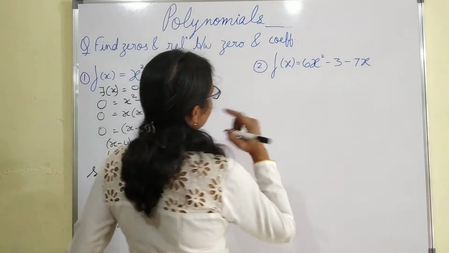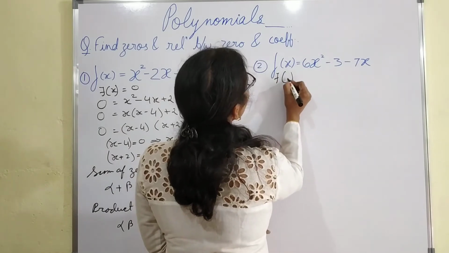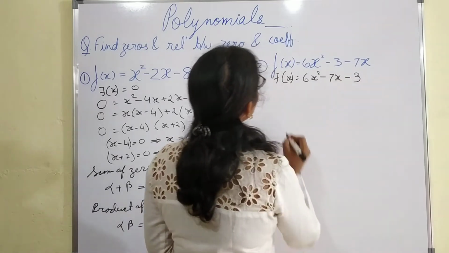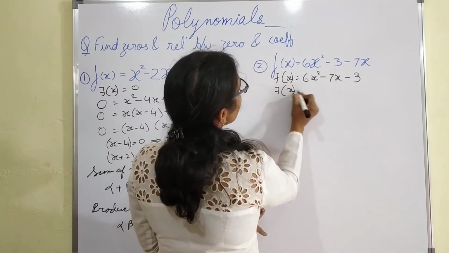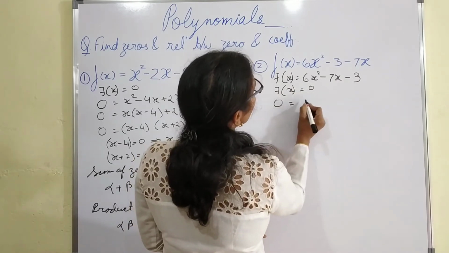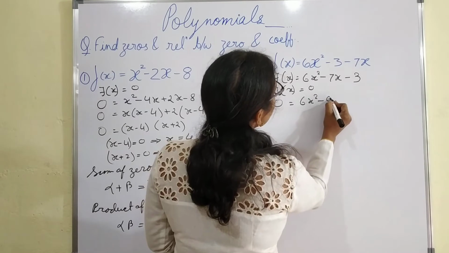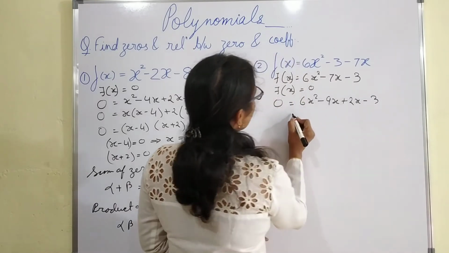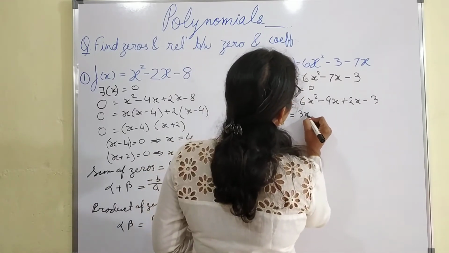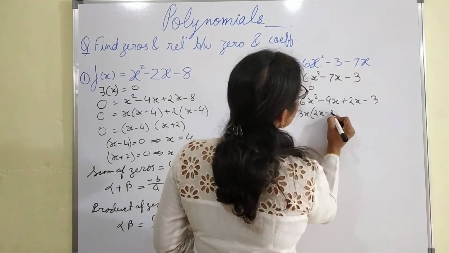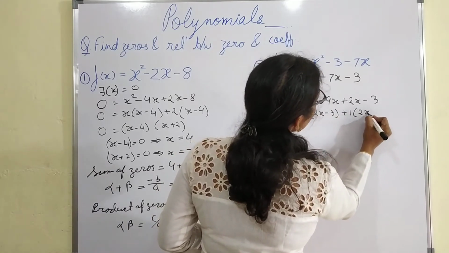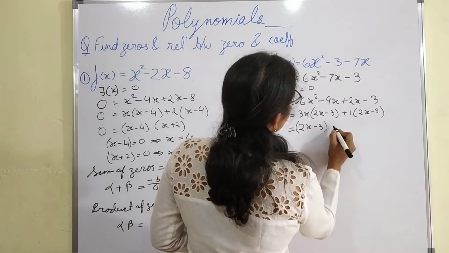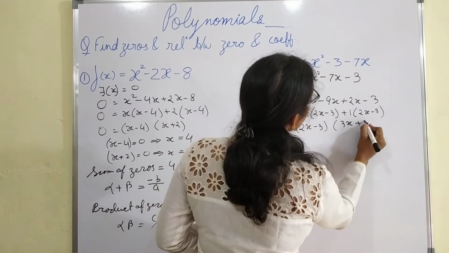Now, the next example is f of x equals 6x square minus 7x minus 3. f of x equals 0. So, 0 equals 6x square minus 9x plus 2x minus 3. So, 3x is common: 3x into 2x minus 3 plus 1 into 2x minus 3. So, 2x minus 3 and 3x plus 1.